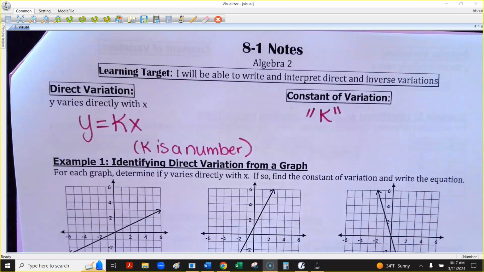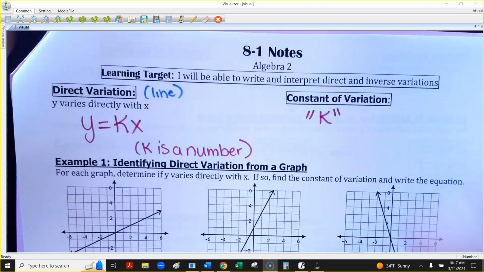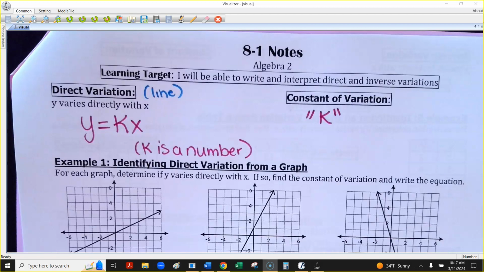So a direct variation, it's literally just a line on a graph. This will be a line. And it's in this format, y equals k times x, a direct relationship, nothing added or subtracted to the side.